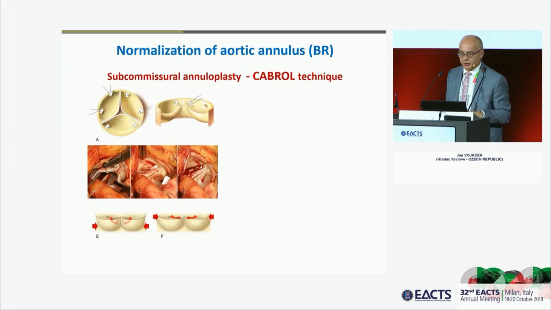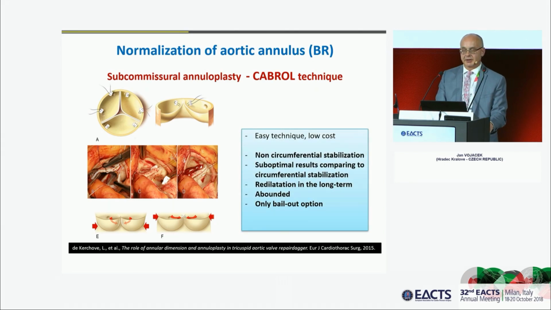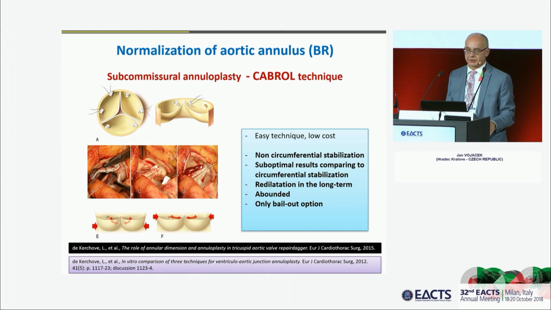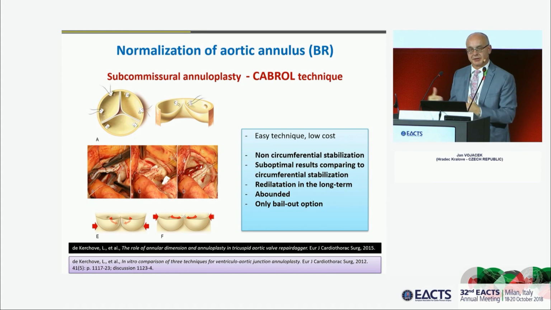Well, this is for root remodeling, and I would like to briefly mention also what we do in isolated aortic valve repair. First, you have to deal with a dilated aortic annulus. There are a few options. First is subcommissural annuloplasty, the so-called Cabral technique. But even though this technique is very easy and low cost, it doesn't provide a circumferential stabilization of the aortic annulus, and there is a tendency for redilatation and a risk of redo, and that's why it should be abandoned and left only for bailout options.